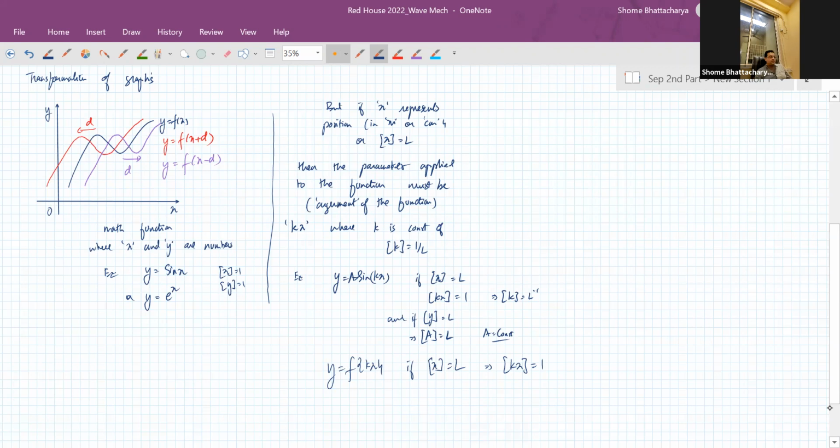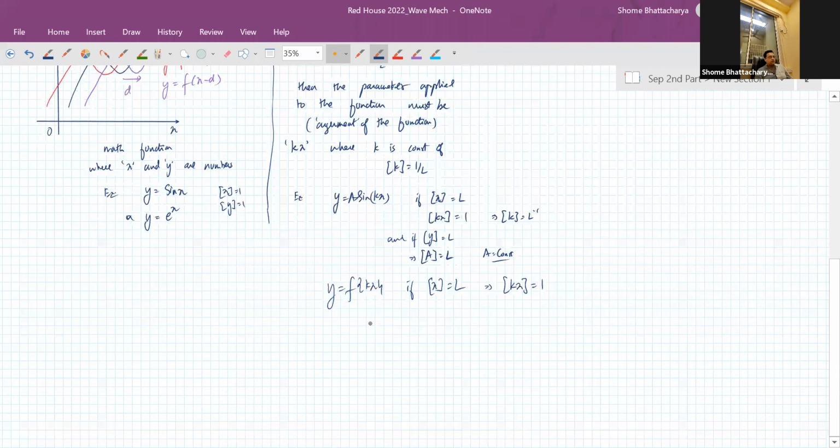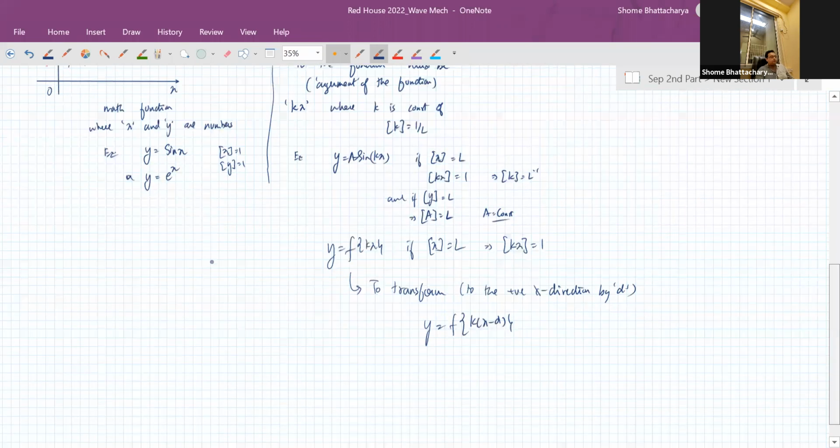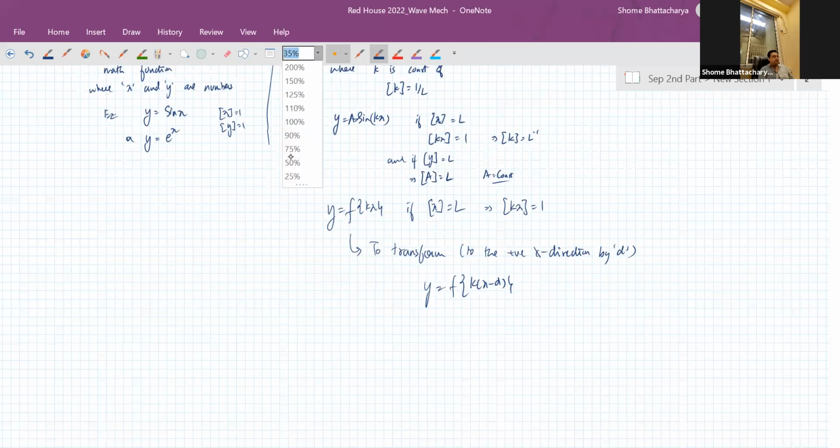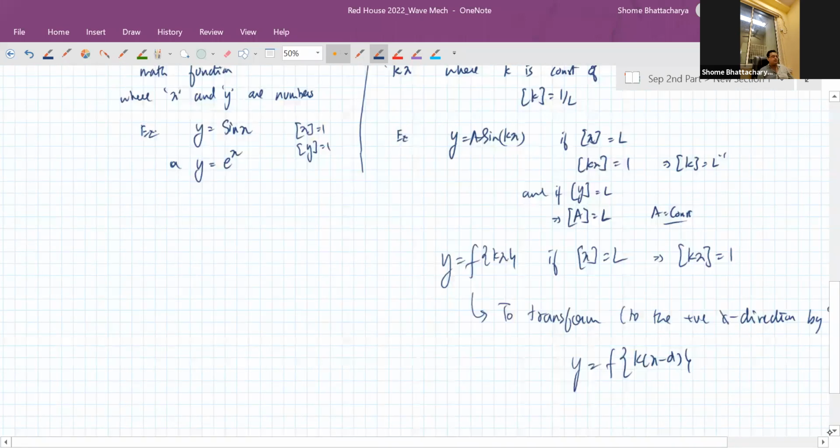So now when we transform this function, for example, let's say to the positive x direction by a distance d, we have to do this operation f of k of (x minus d). So therefore, from this we understand the general equation of a traveling wave.